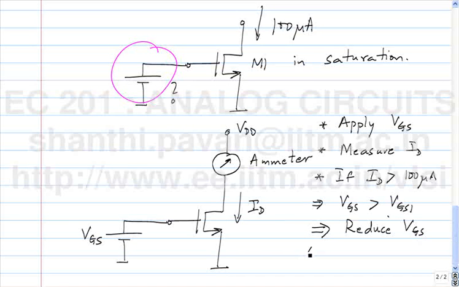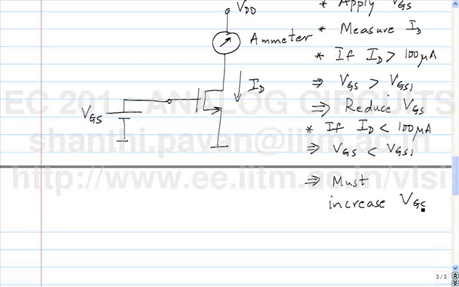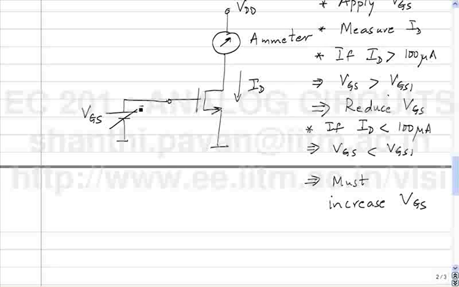On the other hand, if ID is less than 100 microampere, what does it mean? VGS is less than VGS1. So what must I do? I must increase VGS. Does that make sense? So what I need is a variable voltage source and an ammeter. I look at the ammeter reading. If it's smaller than 100 microampere, I simply crank up the voltage source. If it's greater than 100 microampere, I reduce the voltage.